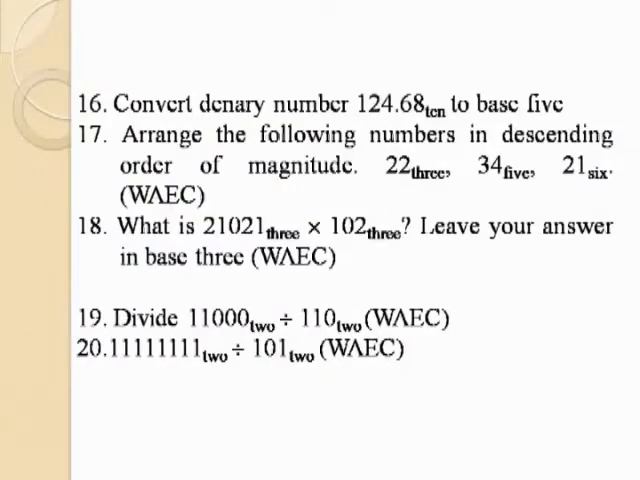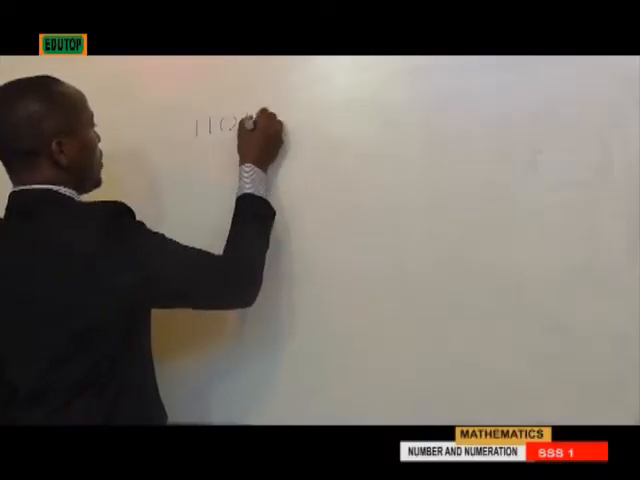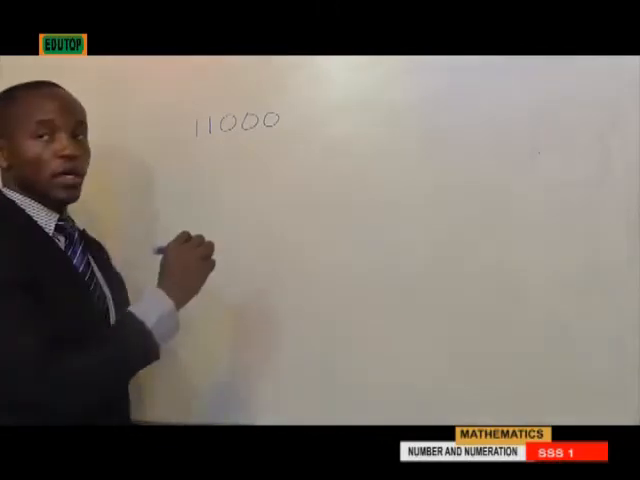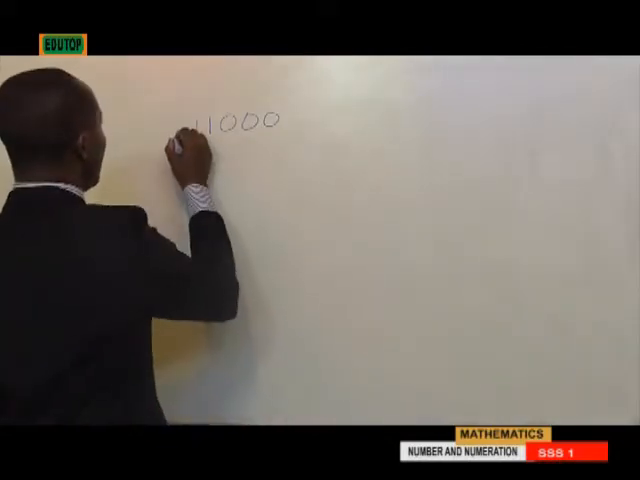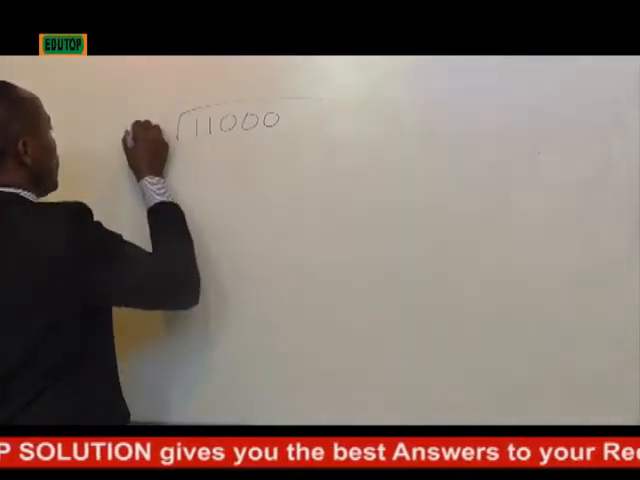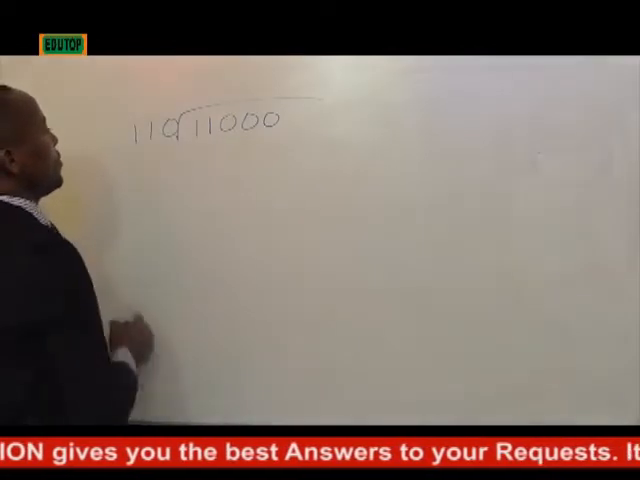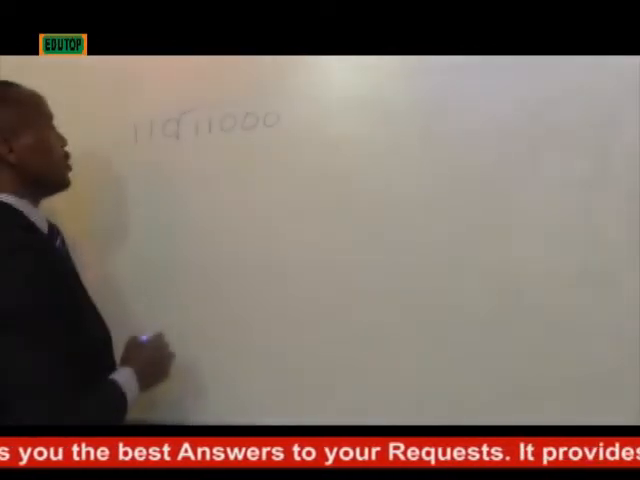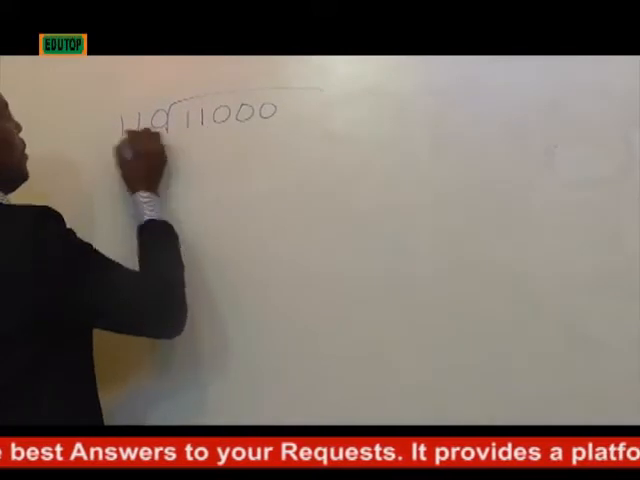That's divide 11000 base 2 by 110 base 2. Everything we are going to do is in base 2. That is 11000 divided by 110. We are going to divide in base 2.